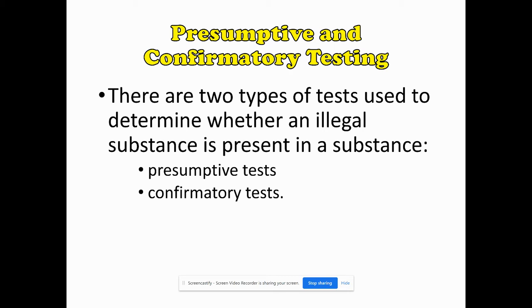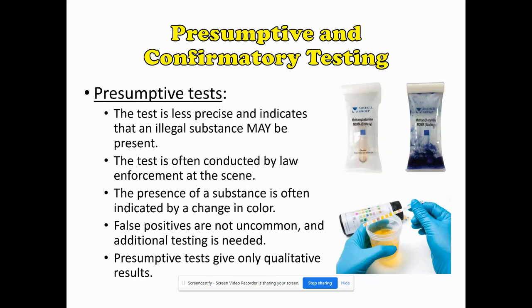A confirmatory test is, I suspected that this was happening, and indeed, here's my absolute 100% can't-deny-it proof. That's the difference between confirmatory and presumptive tests, but we're going to talk about it more. Presumptive tests are less precise and indicate that an illegal substance may be present. Not that it is, it might be. The test is often conducted by law enforcement at the scene. The presence of a substance is often indicated by a change in color.